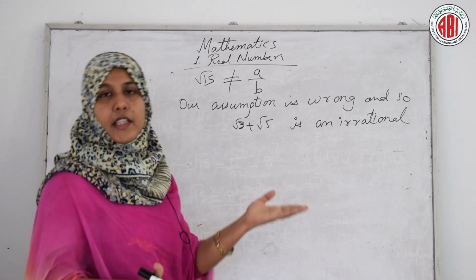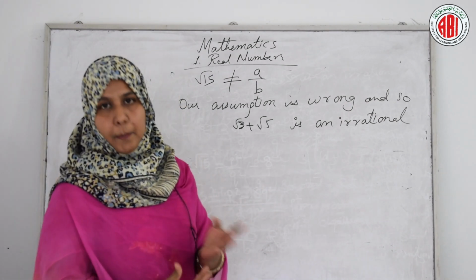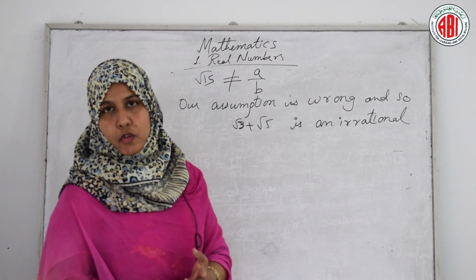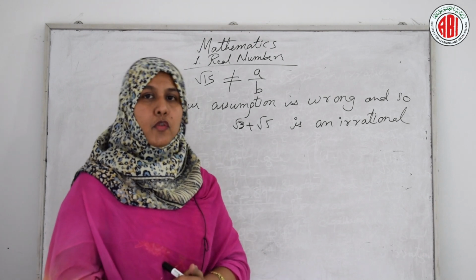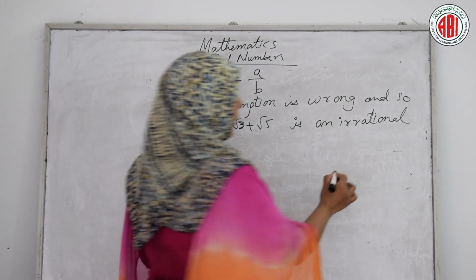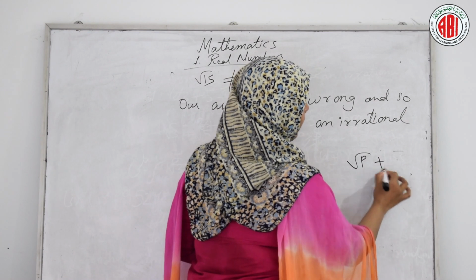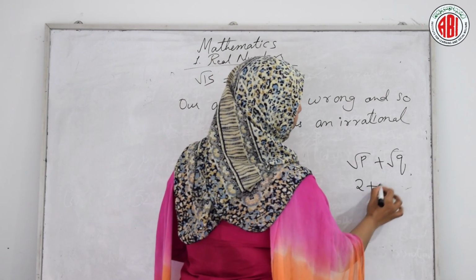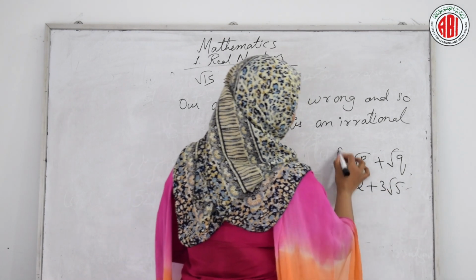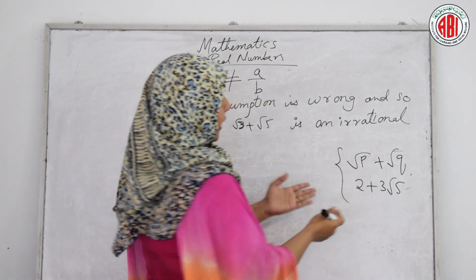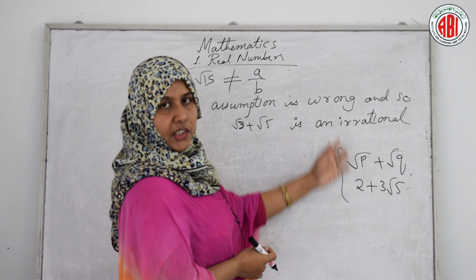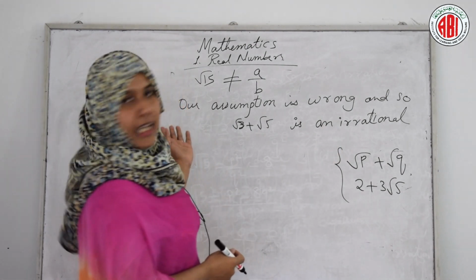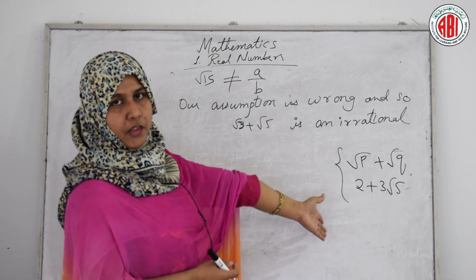Similar kinds of questions are there in the textbook, like 1 by root 2, 6 plus root 2, 3 plus 2 root 5, or root p plus root q, 2 plus 3 root 5. This kind of questions will also be there to prove. You have to practice this kind of questions. One I have done for you, the remaining you practice by yourself.